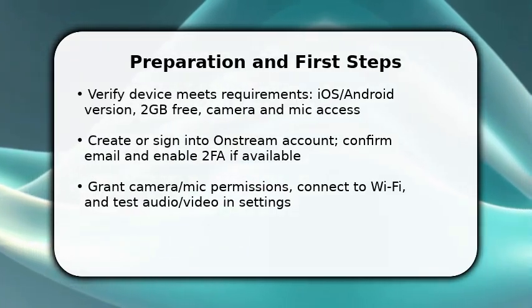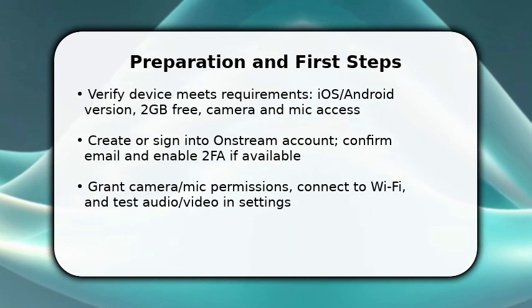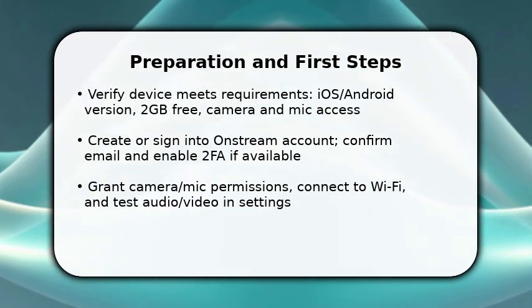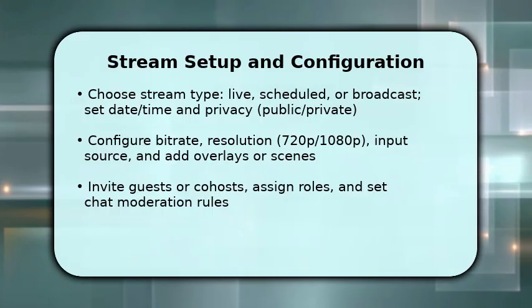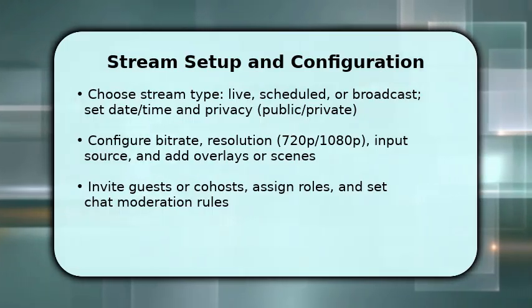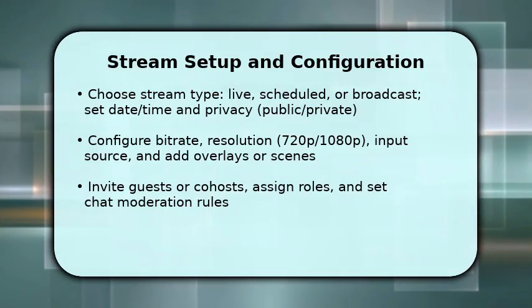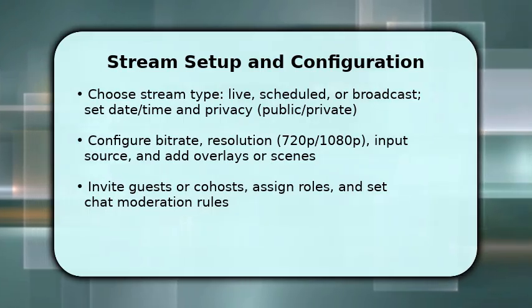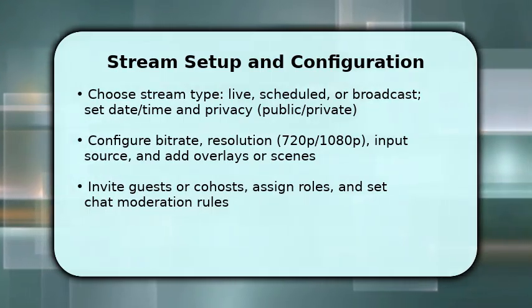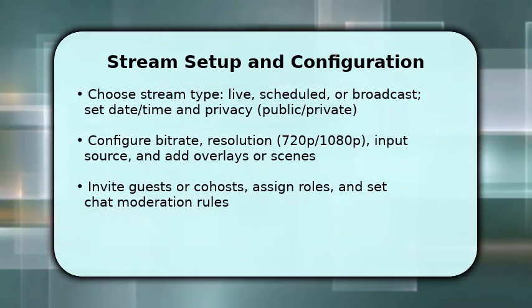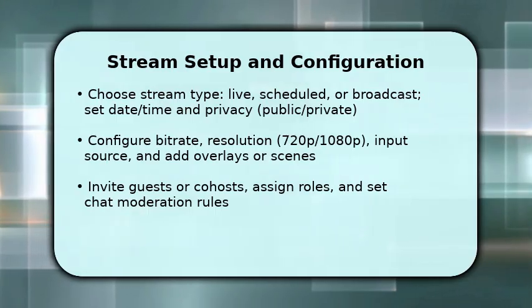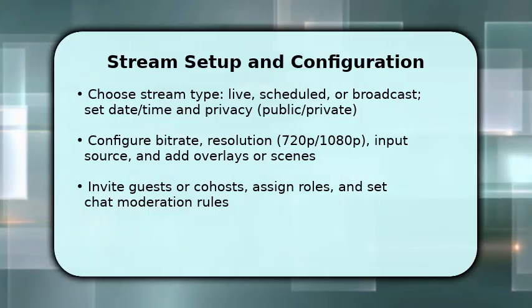After tests pass, return to the Home tab and choose Create Stream to start the step-by-step setup. Once you pick Create Stream, select the type, live, scheduled, or broadcast, and specify date, time, and privacy. You should configure bitrate and resolution next. Choose 720p for lower bandwidth or 1080p for higher clarity, then pick your camera and microphone input.